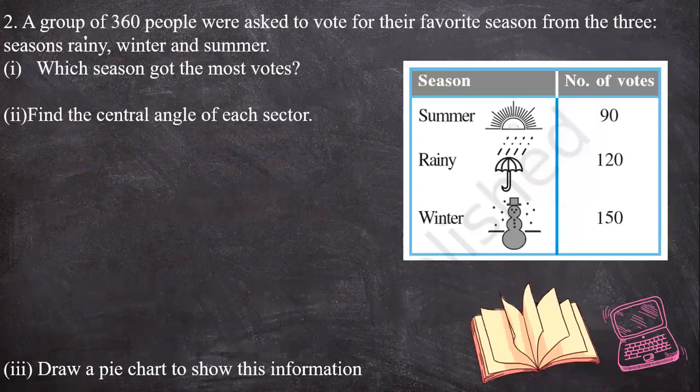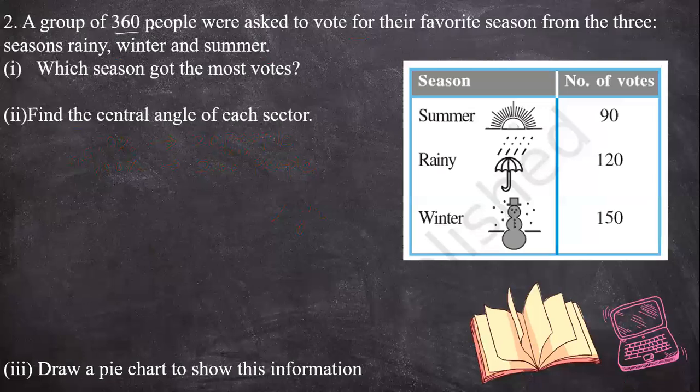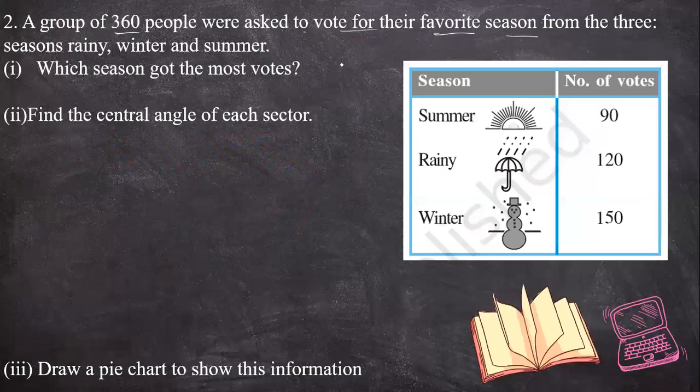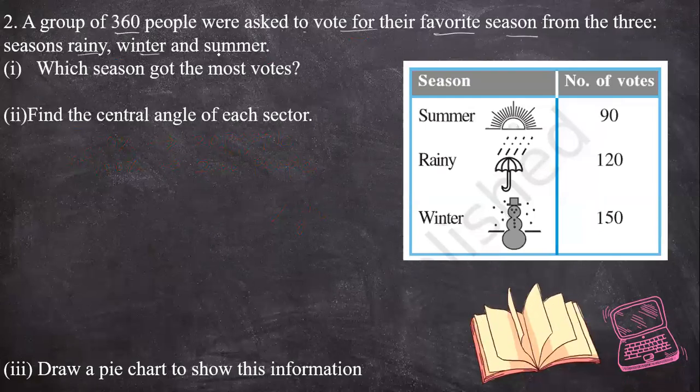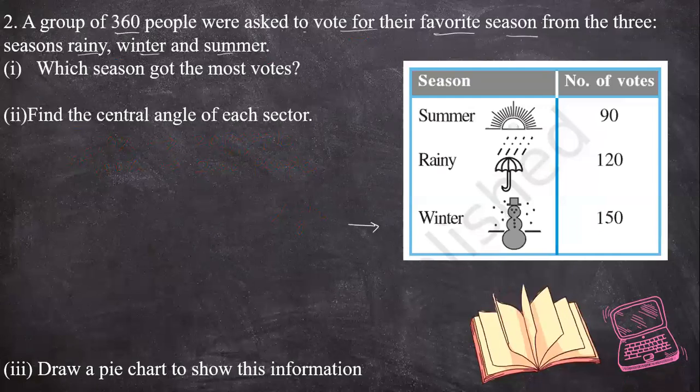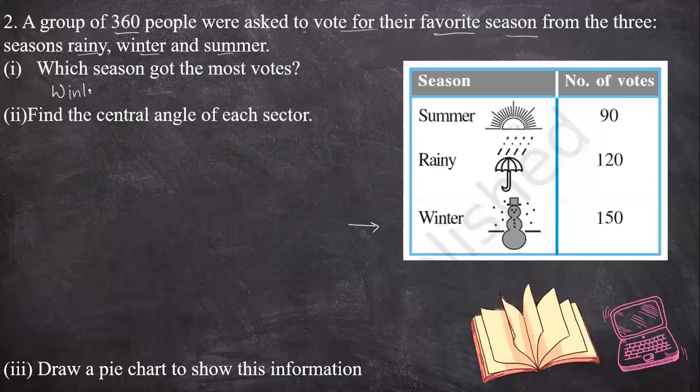Now the second question says, a group of 360 people were asked to vote for their favorite season from the three seasons, rainy, winter, and summer. Now, which season got the most votes? Here you can see which season got the most votes. Obviously, you can see winter, 150. So the answer is winter season.